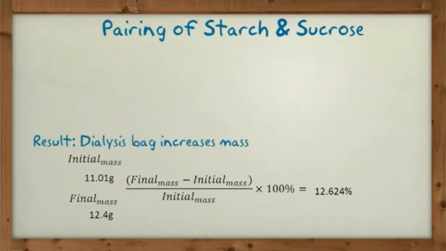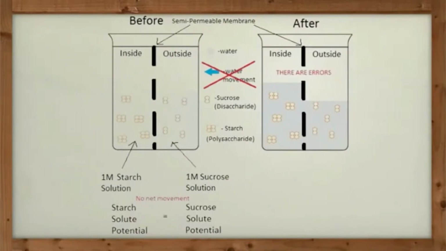This results in an increase in mass. There is no net movement of water because the solute potentials are the same. The result is due to errors in the lab.